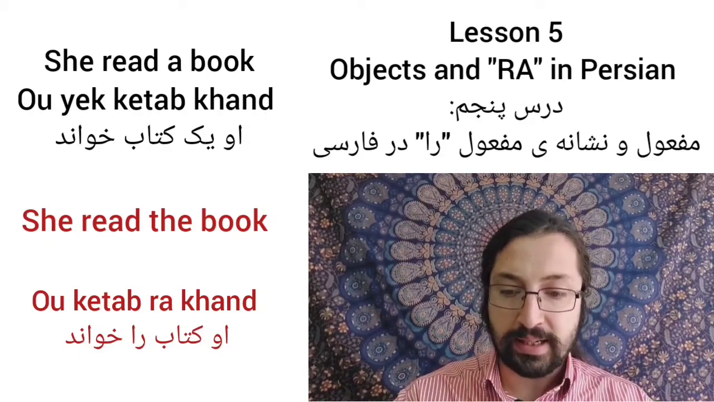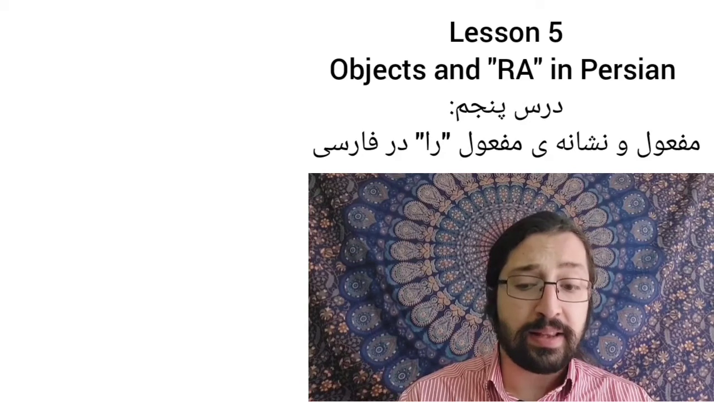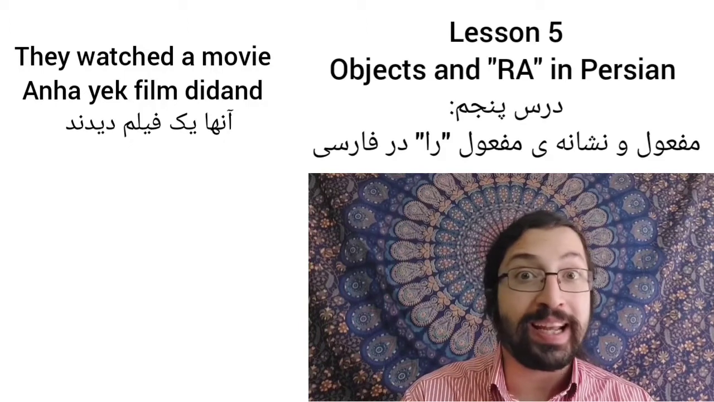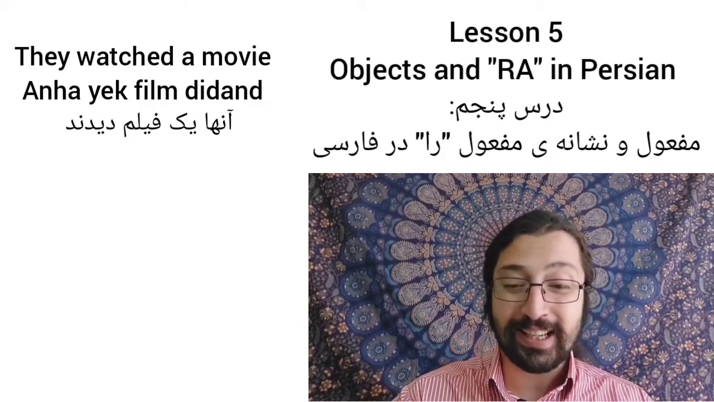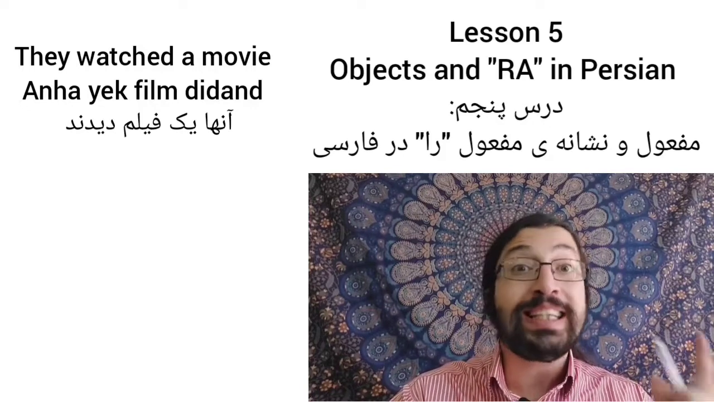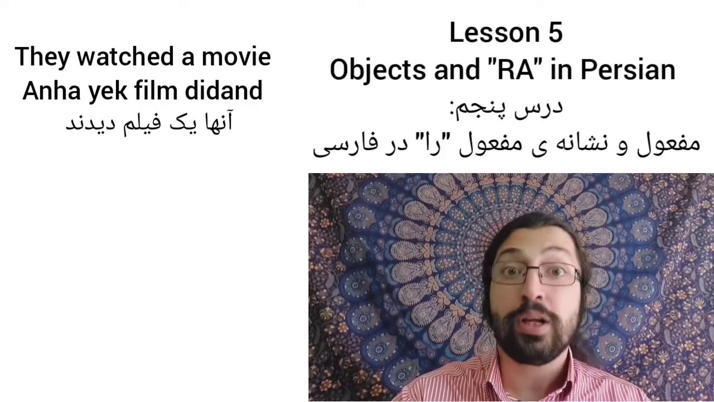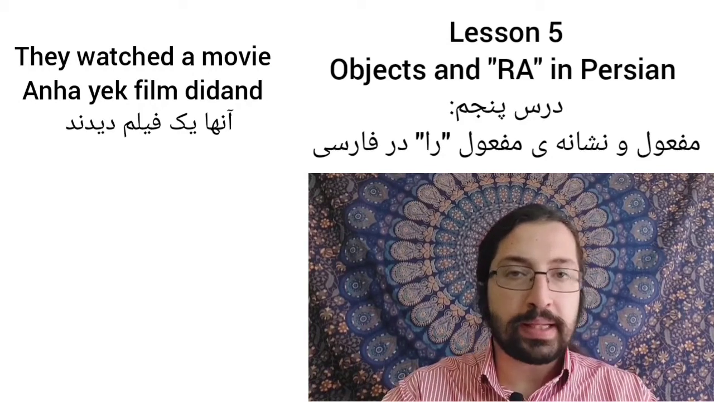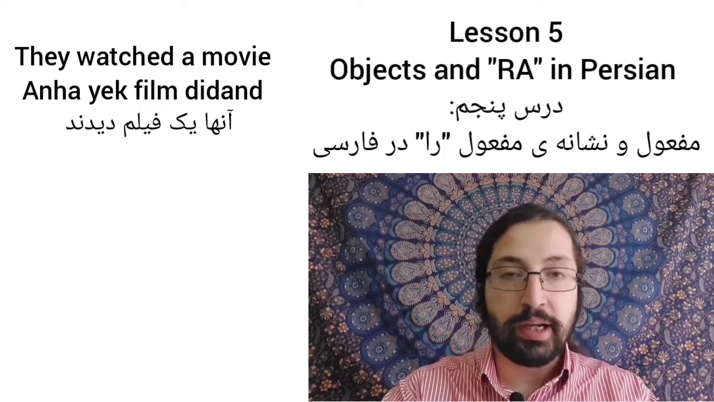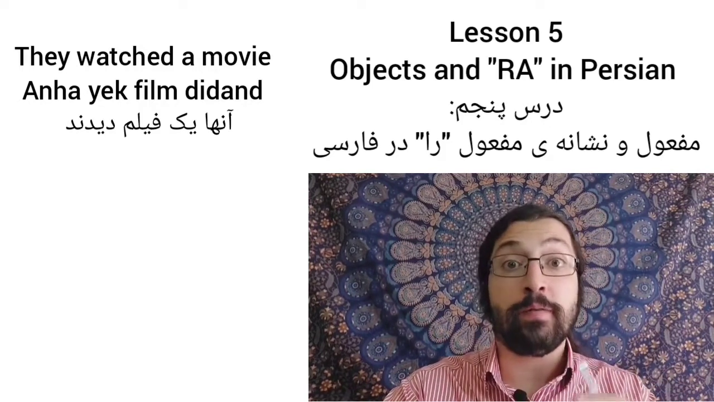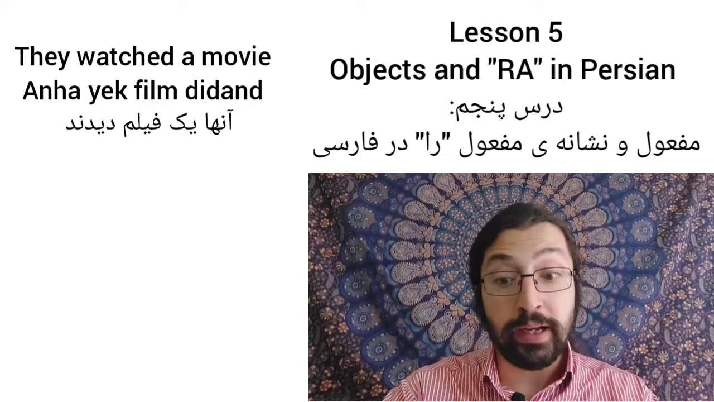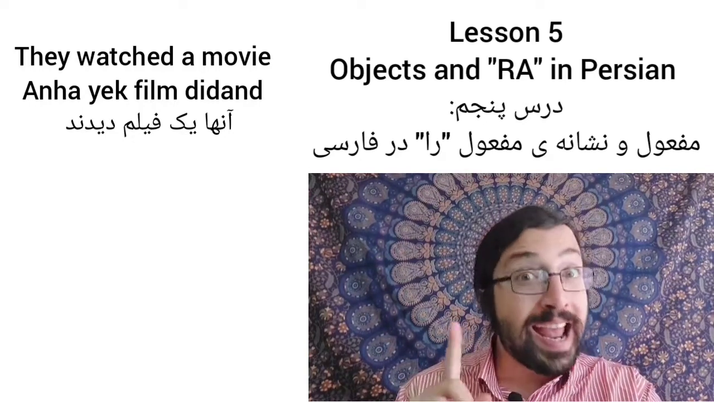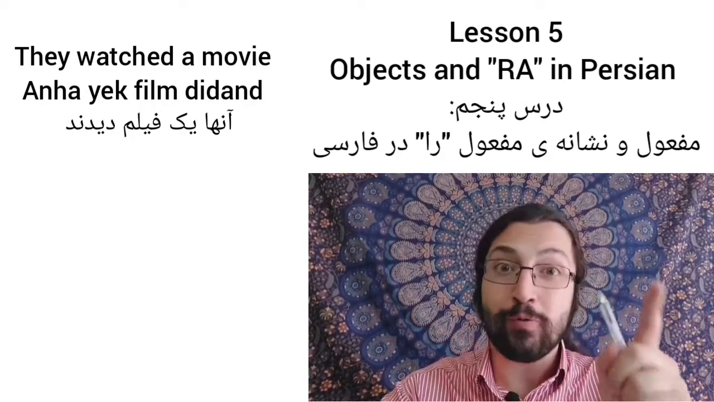Let's have more sentences. Like, we also had this sentence. They watched a movie. Again, an indefinite object. So, which was آنها یک فیلم دیدند. Again, we want to make the same change. Instead of they watched a movie, we want to say they watched the movie. So the first sentence was آنها یک فیلم دیدند. A movie, یک فیلم.